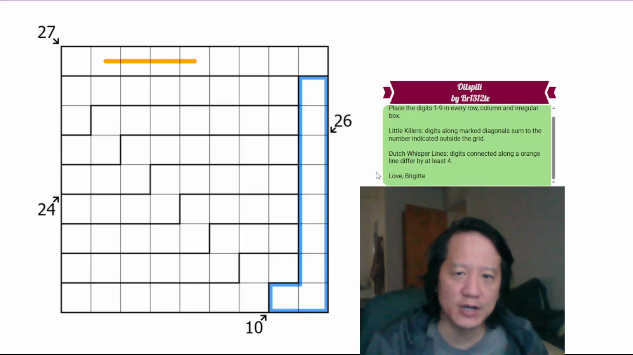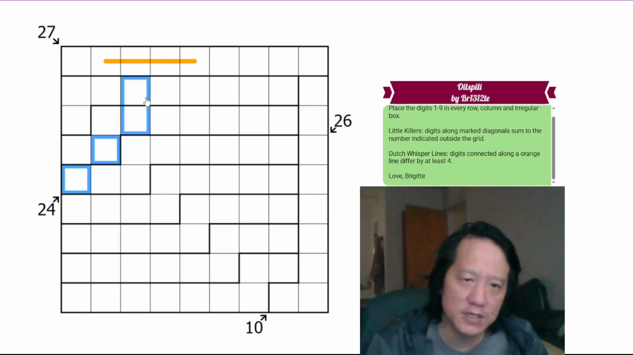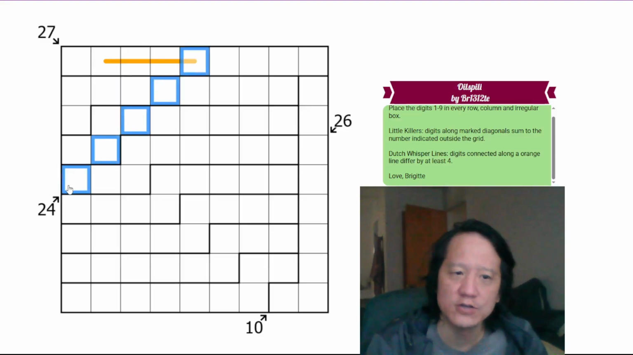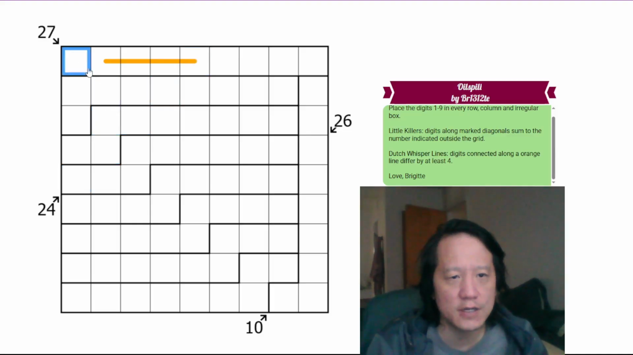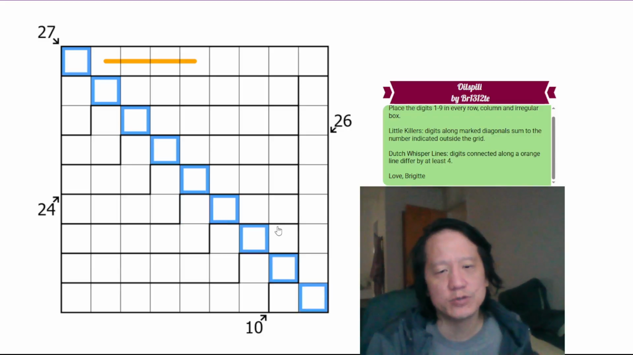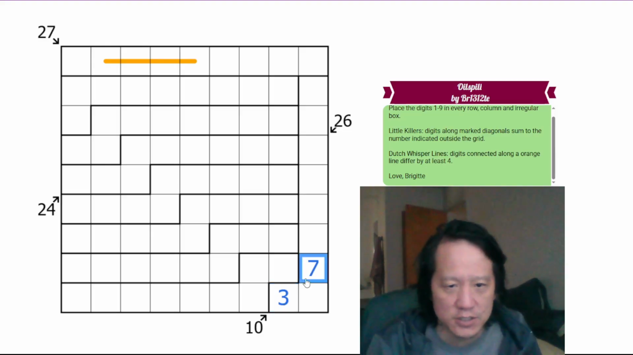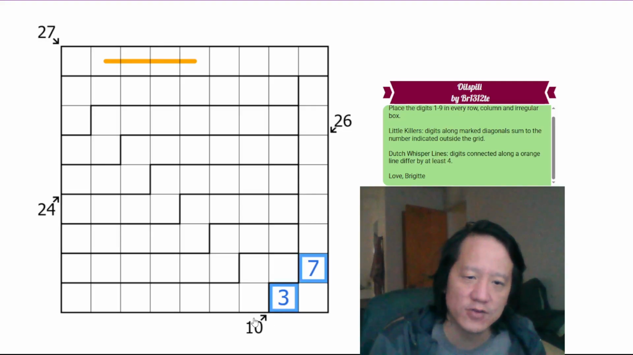Anyways, we also have little killers, where digits along a marked diagonal sum to the number indicated outside the grid. So, for example, these two digits must add up to 10. These digits along this diagonal here must add up to 26. These digits along this 5-length diagonal add up to 24. And across the entire puzzle, this diagonal must add up to 27. So, for example, if this were a 3, this would have to be a 7, because these two digits along this diagonal must add up to 10 because of the little killer clue given.